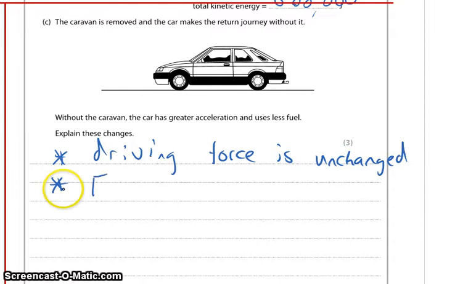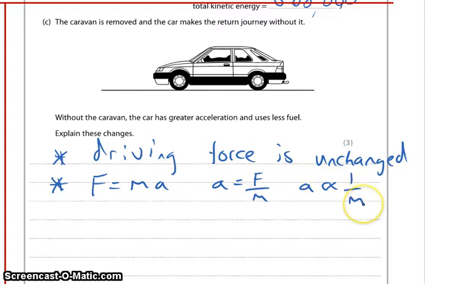What we also know is that F equals ma, okay? And therefore the acceleration is dependent on two factors, the force and the mass. If we look at that, the acceleration is inversely proportional to the mass as long as the force is constant. Now in this case we have less mass because we're no longer pulling the caravan, so if the mass is lower, and it's on the bottom of that equation, then the acceleration will be higher.